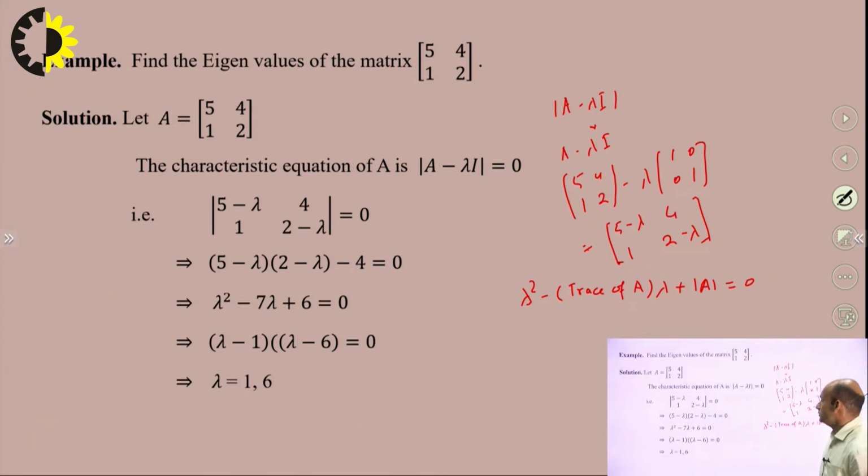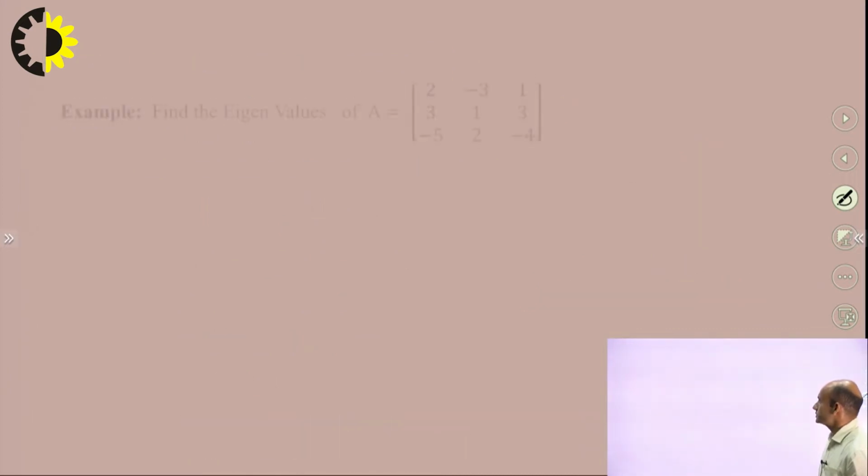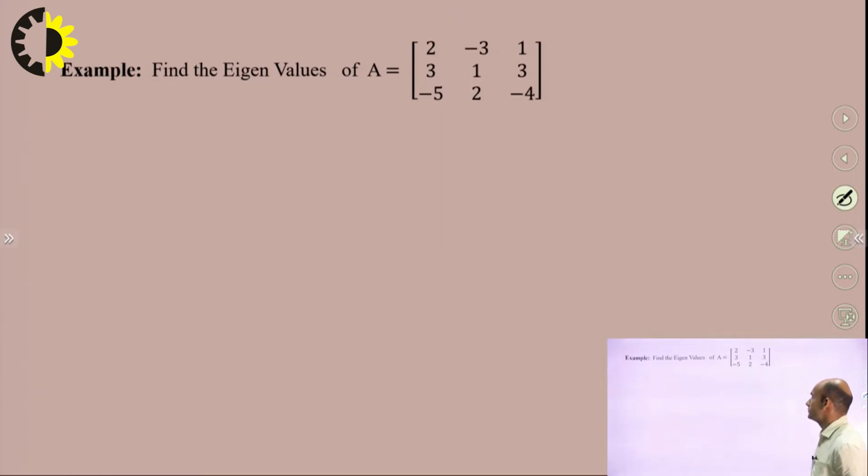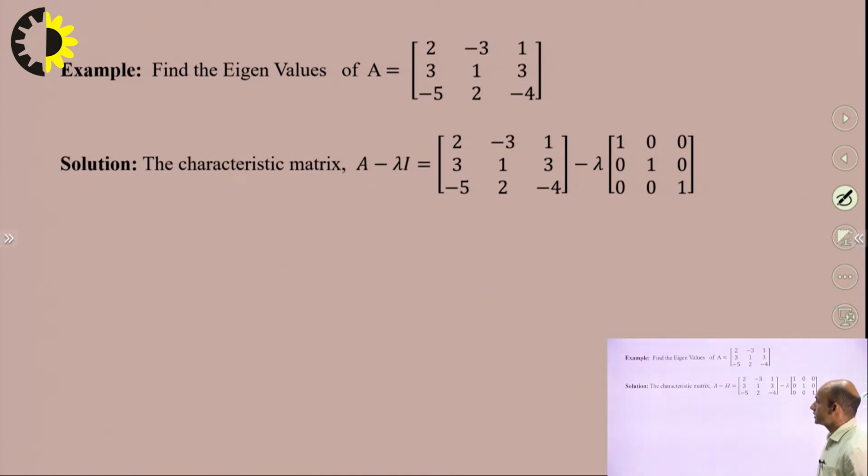And similarly, we have one more matrix. This is a matrix of order 3. And for this matrix, the characteristic equation will be obtained with the help of the characteristic matrix. So we have A minus lambda I, where the matrix A is 2, minus 3, 1; 3, 1, 3; and minus 5, 2, and minus 4, and minus lambda times the identity matrix, which is 1 0 0; 0 1 0; and 0 0 1, and this is the identity matrix of order 3.